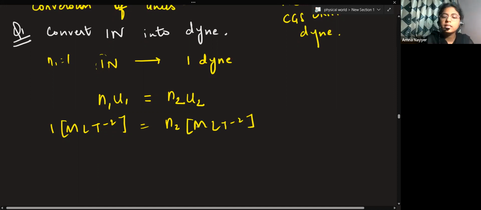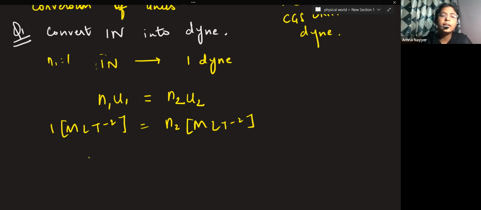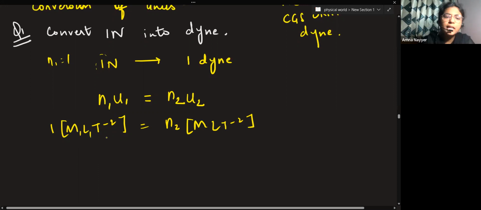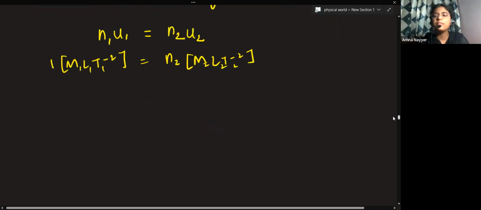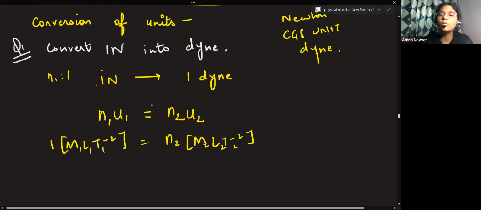So we have it. Let's name these M1, L1, T1, and we name these as 2, so as to differentiate between the mass of the SI unit and the mass of the CGS unit. All the systems get differentiated. That's why we have written 1 and 2. Now N2 is what? We don't know. 1 Newton is equal to how much dyne?